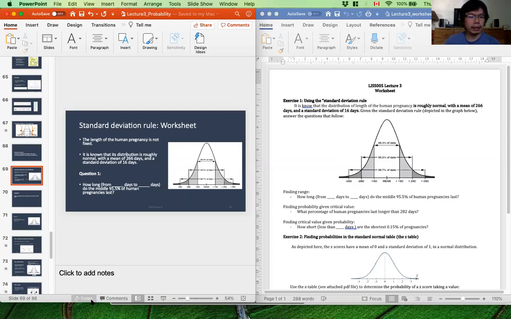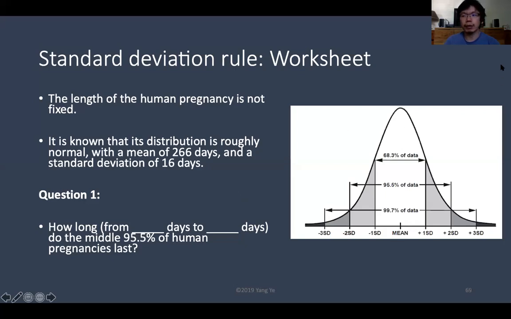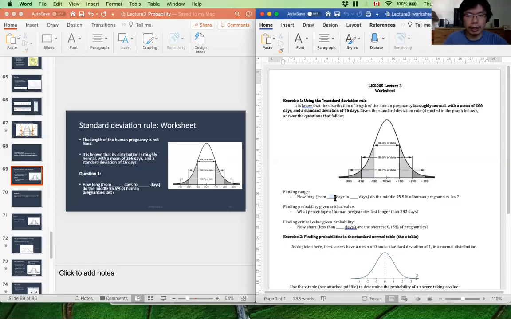So if you look at the standard deviation rule, you can see that 95% of data of a normally distributed variable should be within -2 and +2 standard deviations. The standard deviation is 16 and the mean is 266. So if we use 266 - 16 × 2, we will get the lower bound, which is 234, right? And if we use 266 + 16 × 2, we get 298.